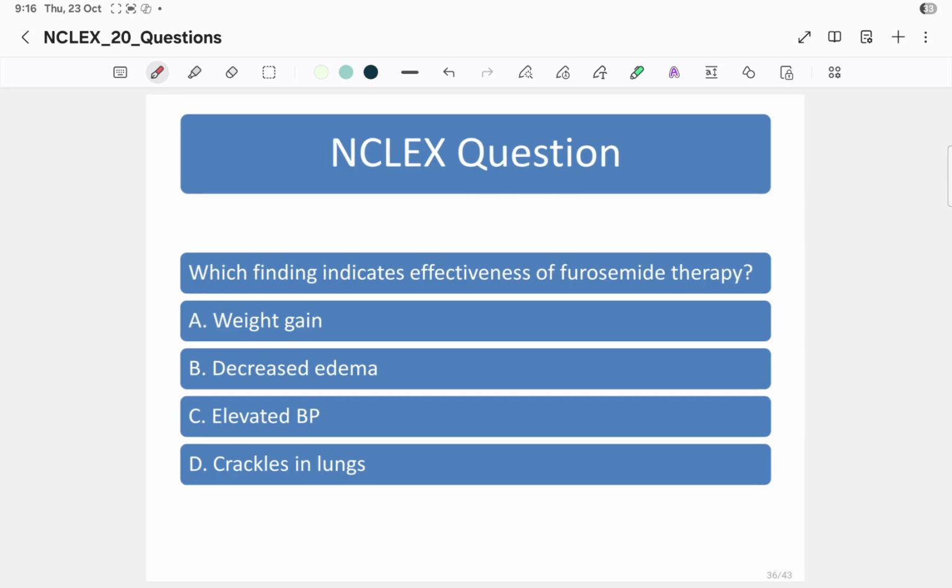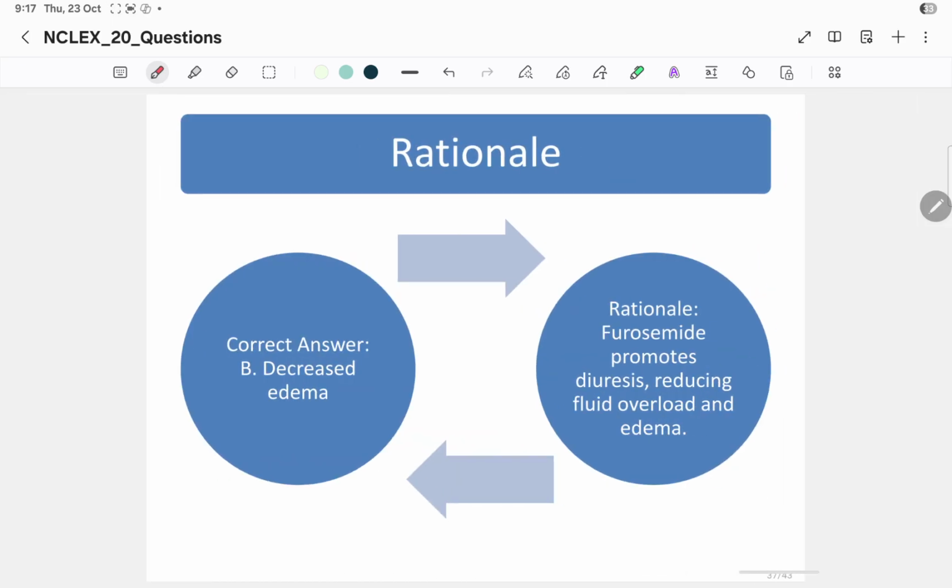Which finding indicates effectiveness of furosemide therapy? A. Weight gain. B. Decreased edema. C. Elevated BP. D. Crackles in lungs. So furosemide is what? Brand name, you get it, Lasix. It belongs to diuretic drugs. Diuretic drugs increase the production of urine, right? So the correct answer is B, decreased edema. Rationale: furosemide promotes diuresis, reducing fluid overload and edema.